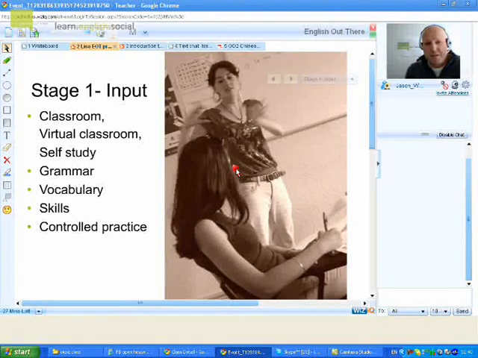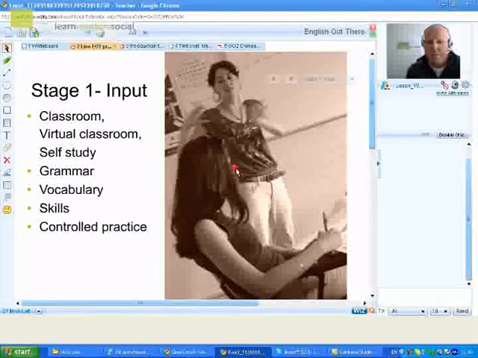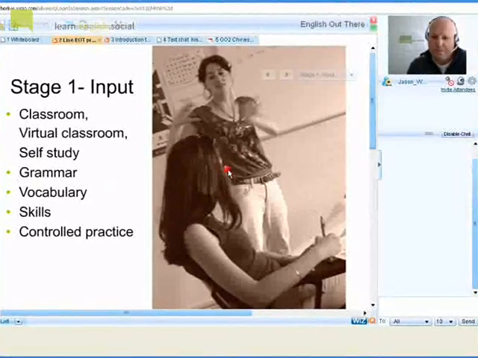Every single lesson plan teaches you some grammar, some vocab. You use all 4 skills, and then you do some controlled practice, whether that's in a classroom or self-study or with a teacher one-to-one.